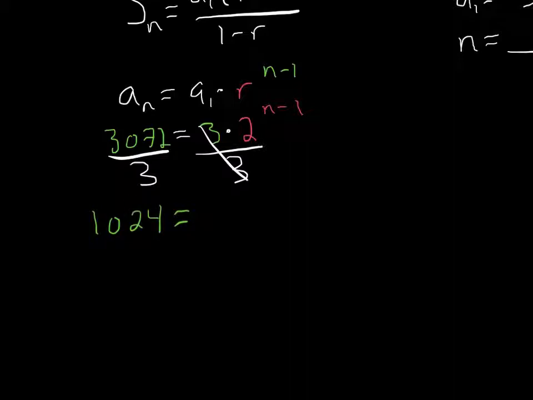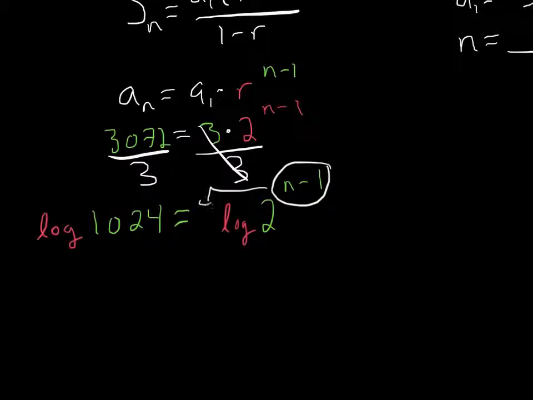And then this side is going to be 2 to the power of n minus 1. Now, I have this term all by itself, and I have to get this variable out of the exponent. So I'm going to use the logarithm. Remember the properties of the log. So I take the log of both sides, and remember that this property lets me take the exponent and move it out to the front.